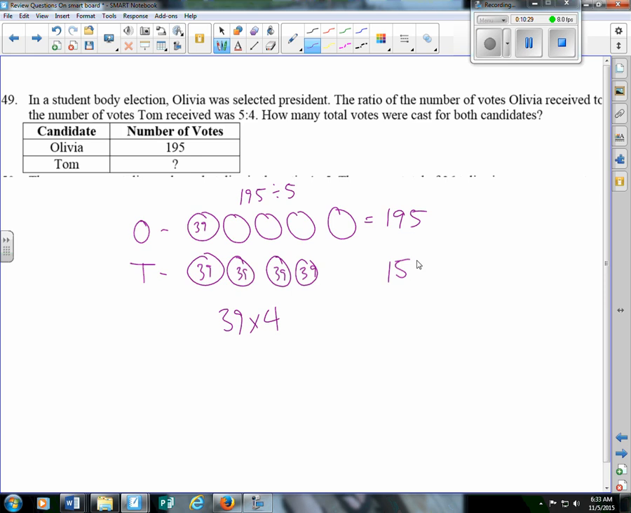Now, we're not done answering the question because it says how many total. So you would have to take these two numbers. So 156 plus 195 equals... I believe it's going to be 351, but it's better to do our work. 351. Next question.